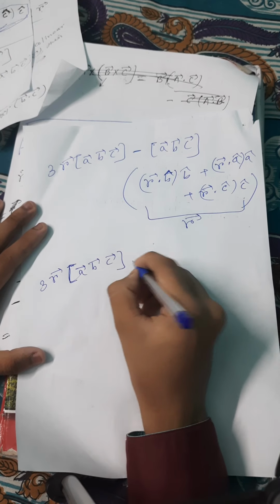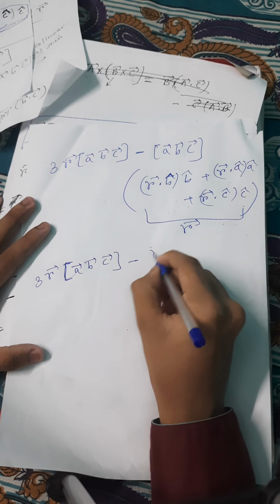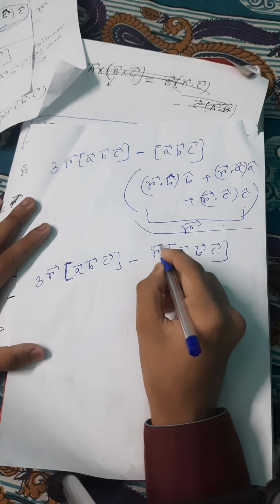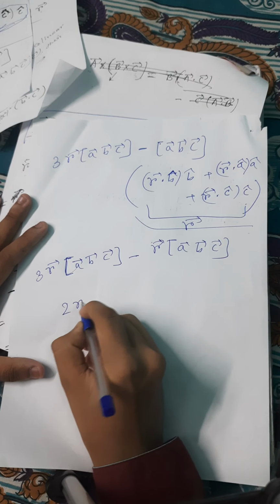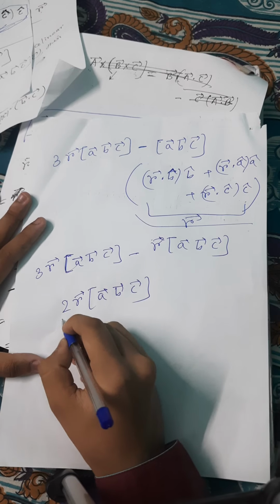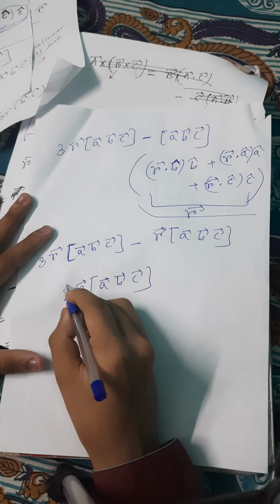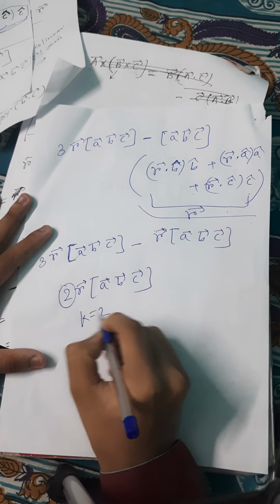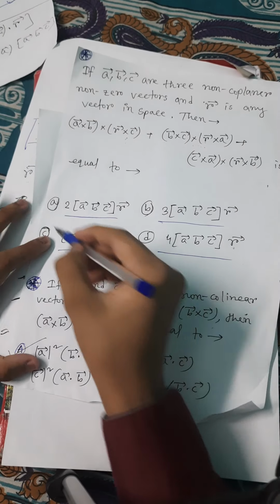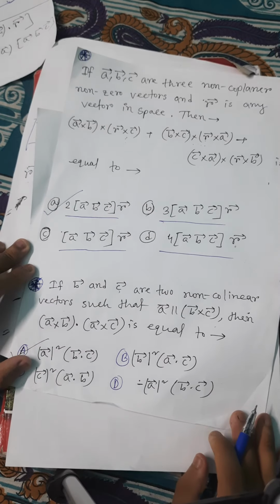So what is rABC? So that is 2rABC. So lambda, here I have written in the thumbnail k, so k equals 2. That is our answer, and here we will mark this as the correct answer.